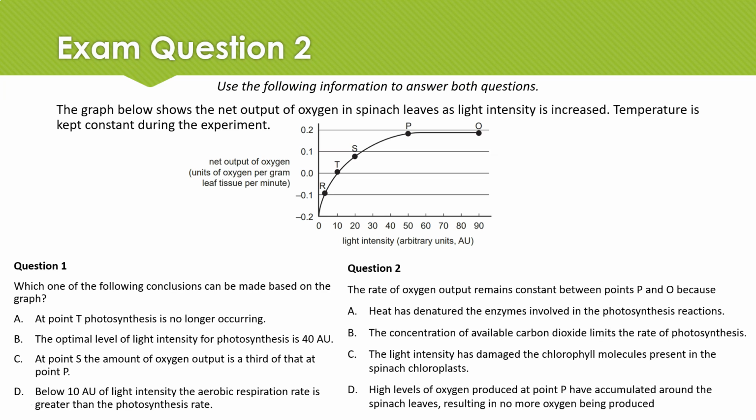The second one says the rate of oxygen output remains constant between points P and O because A. Heat has denatured the enzymes involved in the photosynthesis reactions. B. The concentration of available carbon dioxide limits the rate of photosynthesis. C. The light intensity has damaged the chlorophyll molecules present in spinach chloroplasts. Or D. High levels of oxygen produced at point P have accumulated around the spinach leaves, resulting in no more oxygen being produced. So you can pause the video, have a bit of a think, answer those 2 questions, and once you've got the answer, go and watch the answer video for this linked in the description box below.